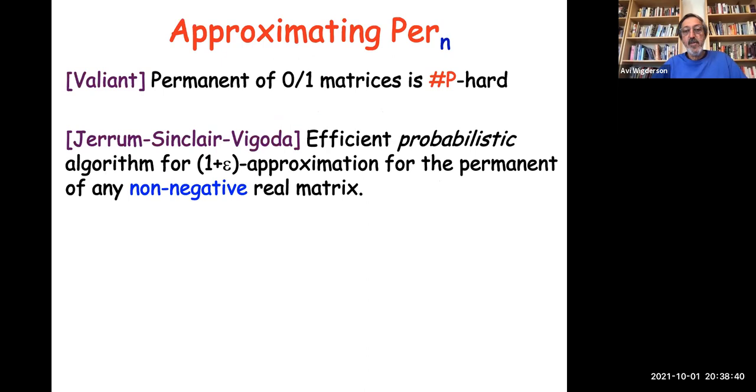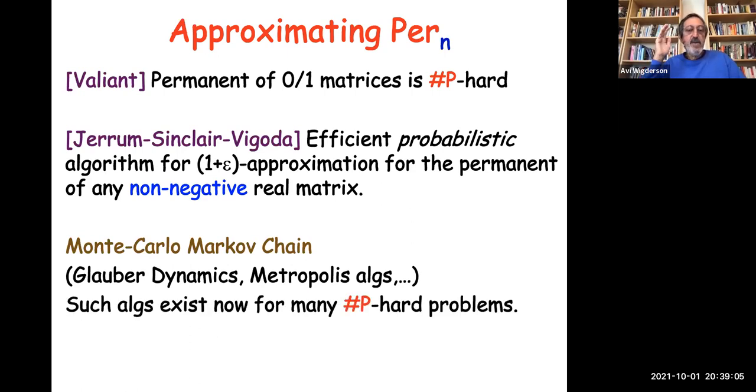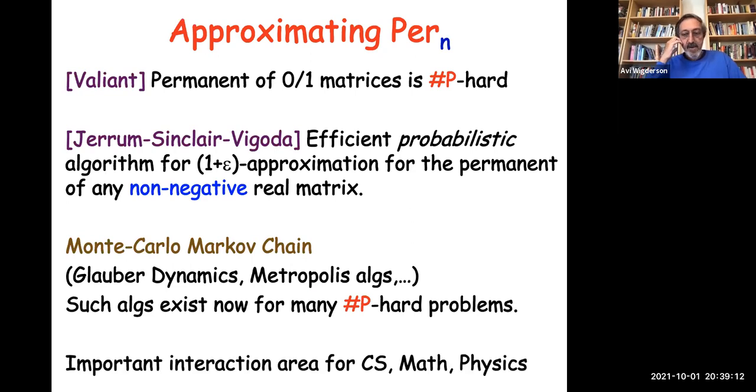There's a 1 plus epsilon approximation. It's a probabilistic algorithm that will give you the permanent within 1 plus epsilon. As I said, it's a very important result. The way it is proved is via this general MCMC technique, Markov chain Monte Carlo, which comes from physics, but with lots of interactions with computer science and analysis of this. These are computer scientists. And by today, we know such probabilistic approximation algorithms for many sharp-P hard problems.